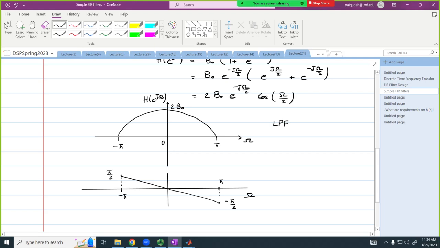Is it clear, everybody, how we plotted the phase? This represents the phase. When omega is pi, the phase is negative pi over 2. When omega is negative pi, the phase is pi over 2. And what do we notice about this phase? Linear.